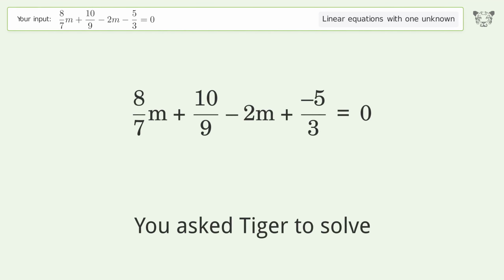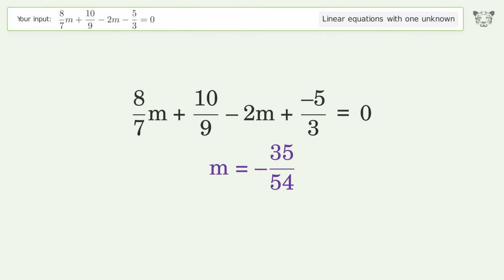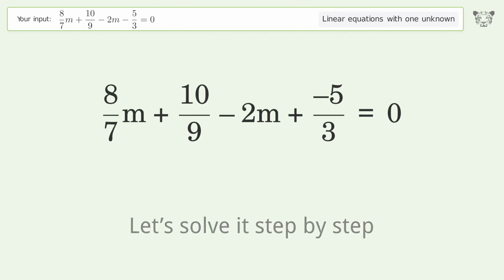You ask Tiger to solve this. It deals with linear equations with one unknown. The final result is m equals -35/54. Let's solve it step by step.